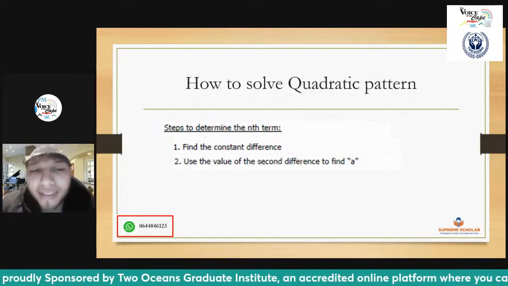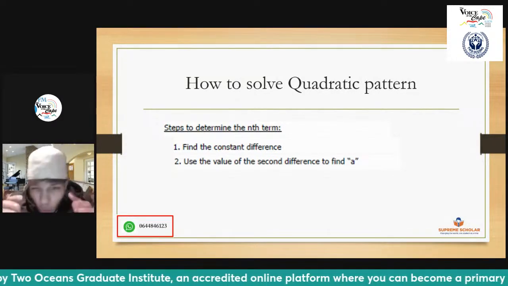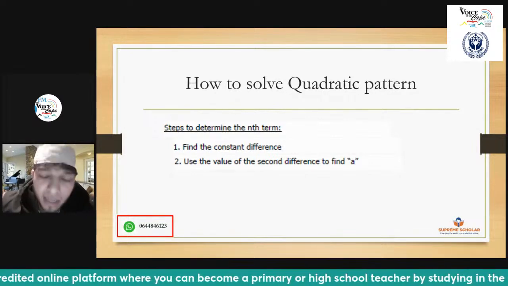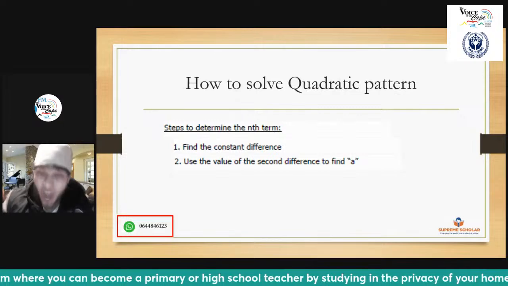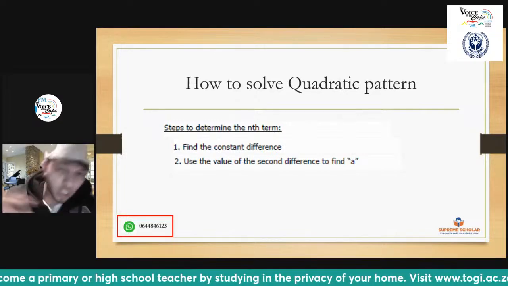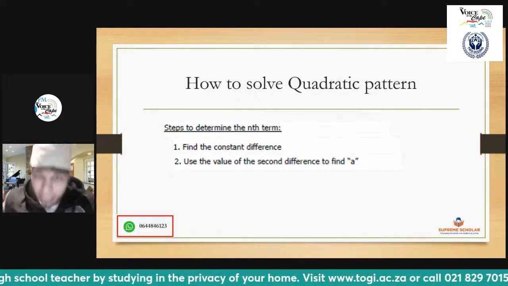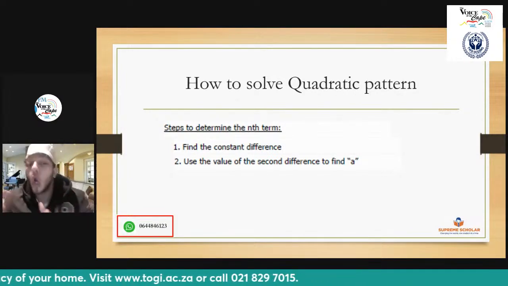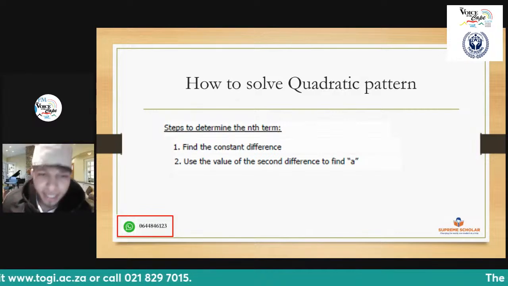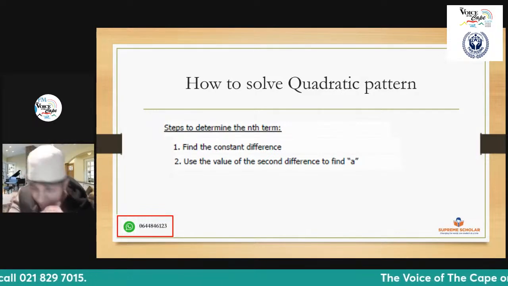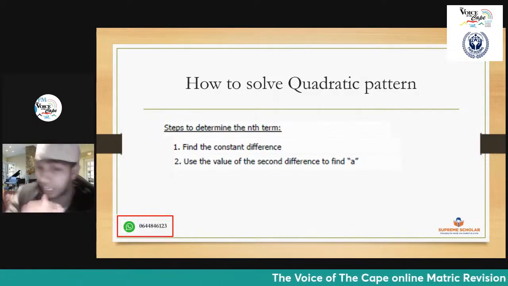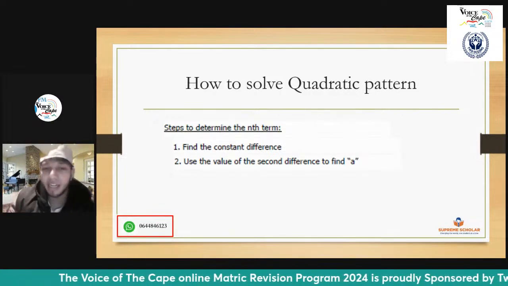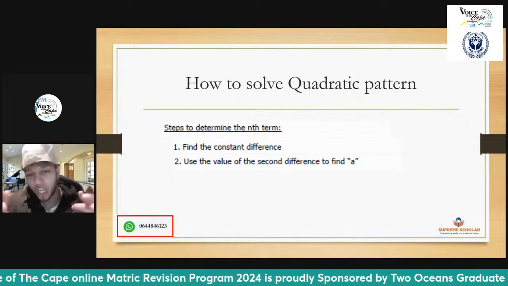Now, remember the quadratic pattern, what is the significance of this pattern? The significance of this pattern is that there are two differences. It has your first difference, which also forms a pattern, specifically an arithmetic pattern, and then you have your second difference, which is a constant difference. Constant meaning the difference is the same throughout. Whereas the first difference is not constant, it also forms a pattern. Alright? And then remember I told you in the beginning you must solve your A, your B, and your C.